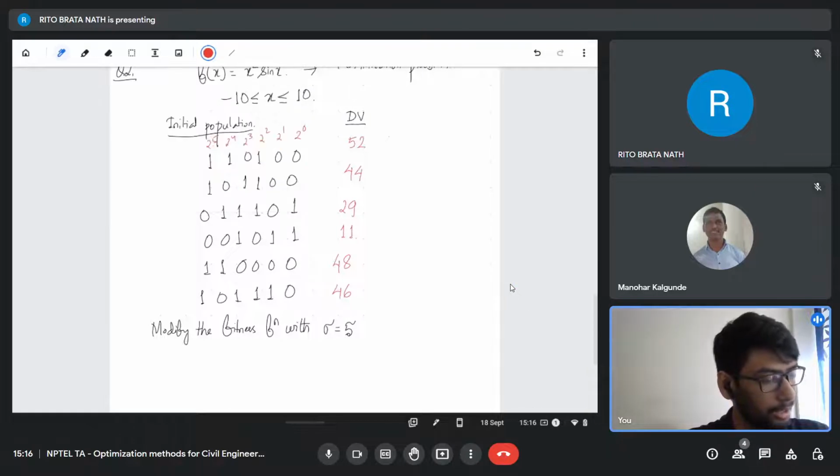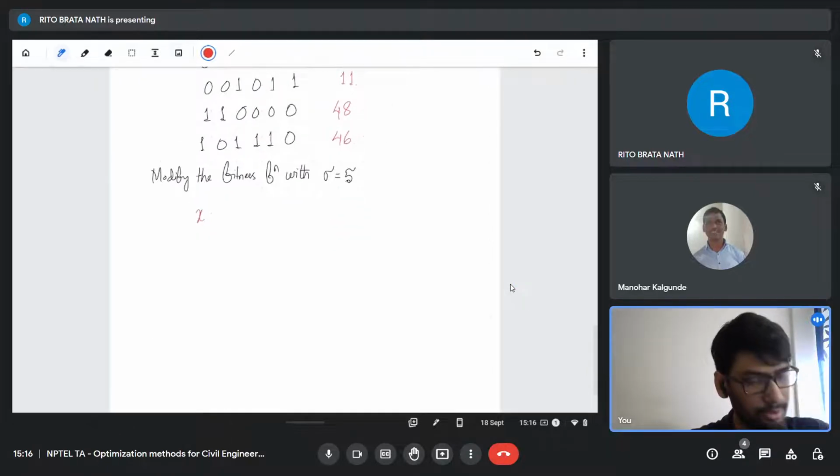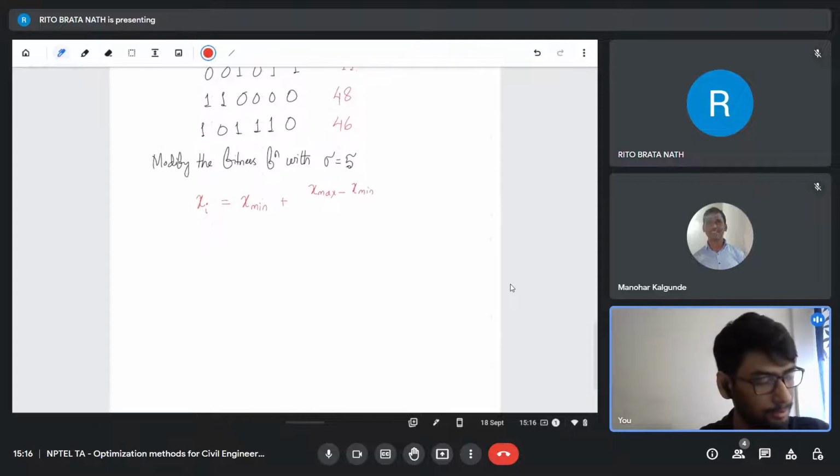So that you can write using this. Suppose this is your x, I can write it as xi. Then you can write it as x min plus x max minus x min, which was previously the term corresponding to the precision, divided by 2 to the power li minus 1, multiplied by your decoded value. By this, you can convert it into that range of minus 10 to plus 10.